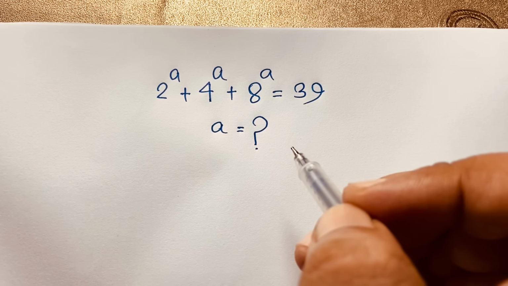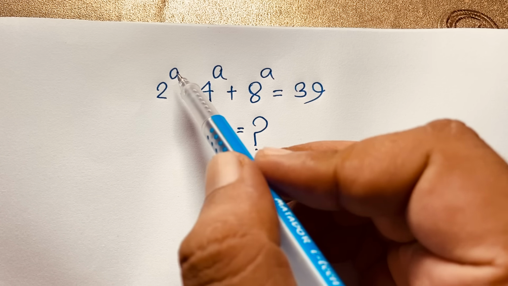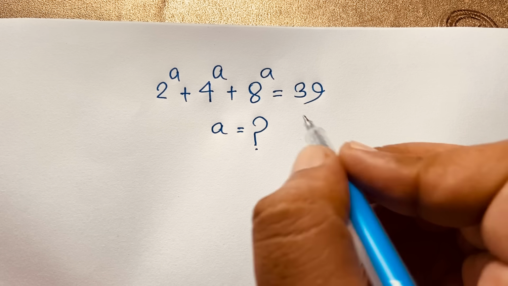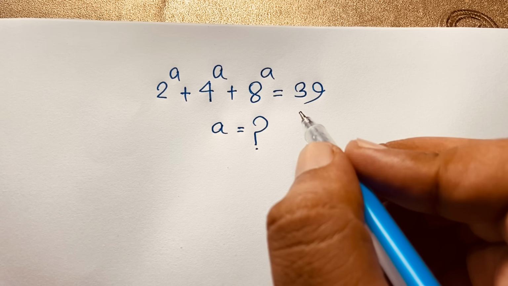Today we are going to solve an interesting math Olympiad question. Our question is 2 to the power a plus 4 to the power a plus 8 to the power a is equal to 39. a is equal to what? How to solve this interesting viral math Olympiad question.